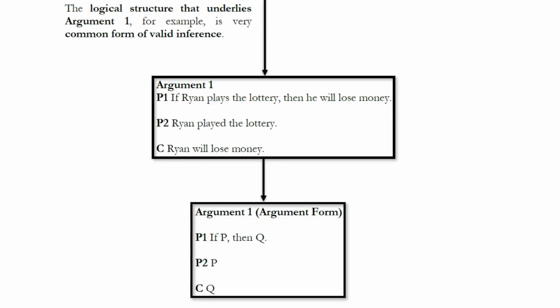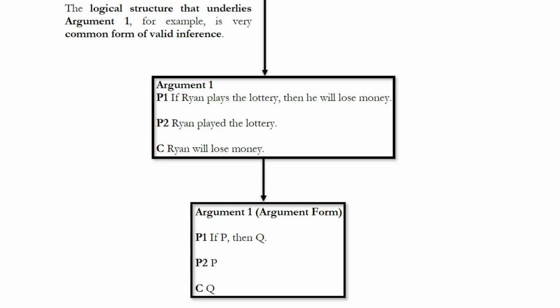To understand what I mean by an argument form, let's consider again argument 1. Premise 1, if Ryan plays the lottery, he will lose money. Ryan played the lottery, therefore Ryan will lose money. The underlying structure of this argument can be expressed as the following. If P then Q, P, therefore Q. Now any argument that takes this form, no matter the specific content of the argument or the topic it addresses, will be said to share this form of argument if it has this underlying structure.